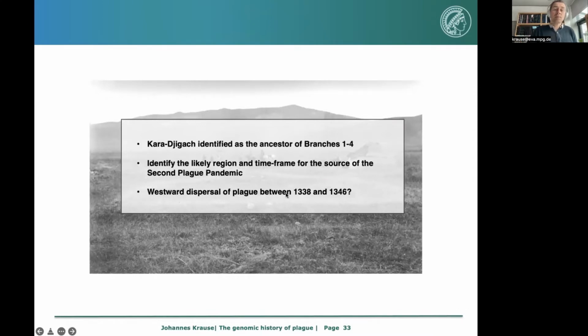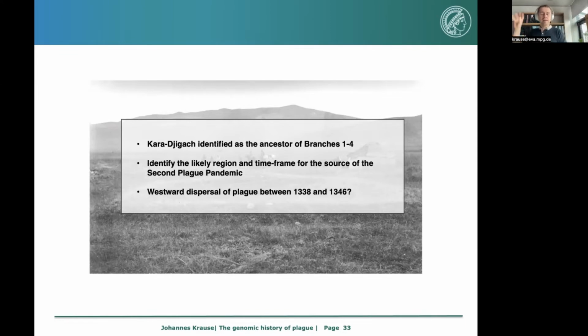We have all this likely region and time frame of the source of the second plague pandemic. The westward dispersal therefore happened after 1338, because the gravestone says this person died in 1338. That in itself is very exciting to historians, because historians have thought that the Black Death emerged in the 11th or 12th century. There's a lot of literature on that, but nobody thought it happened just a few years before 1346 when it comes to Europe. But it's just this 8-year period, right?